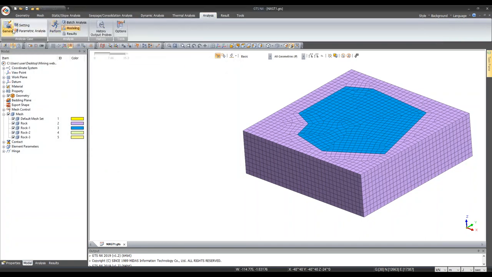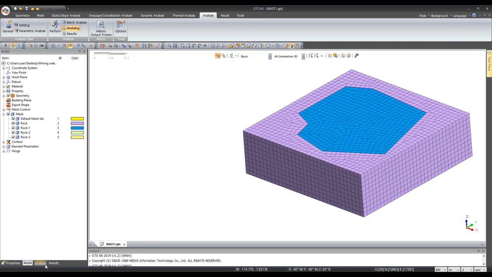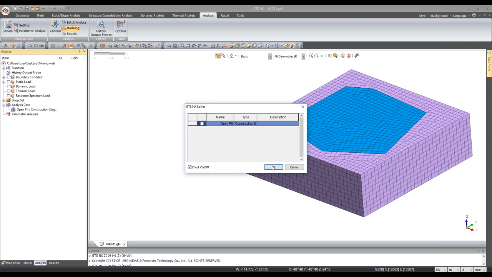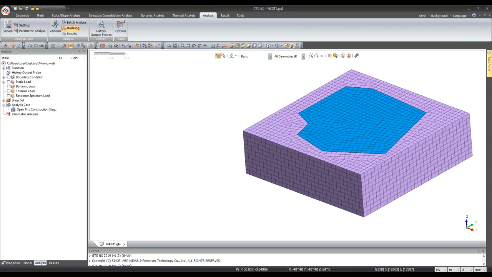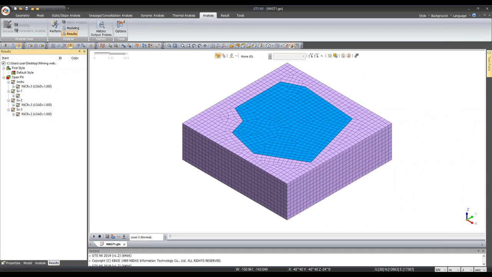So we will go for general, and then we will define our construction stage. That has already been defined. Now we will run the analysis. So this is my defined analysis case. Now we will perform the analysis. I have already performed the analysis, so the results will be shown to you. Now, yes. So here, this is my in situ condition. In the in situ condition, excavation has not been done, and only self weight is there. There is no external load as of now. If you have any blasting loads, that can even be applicable in here. But in this particular case, only self weight is considered.